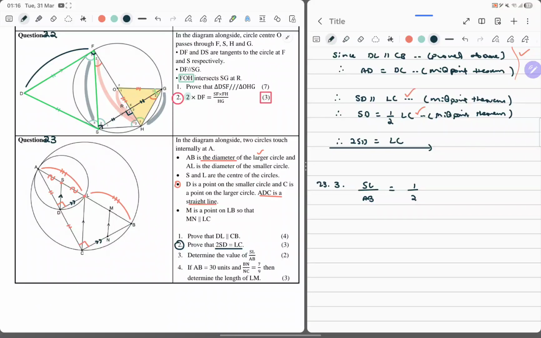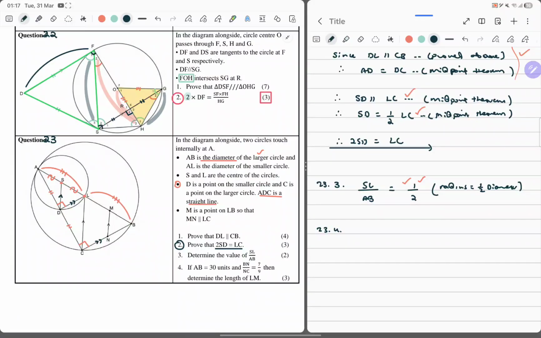Radius is equal to half the diameter. That's why. So SL is the radius, the diameter is that. So it is 2 marks. However, this is given. Again, this is a ridiculous question.